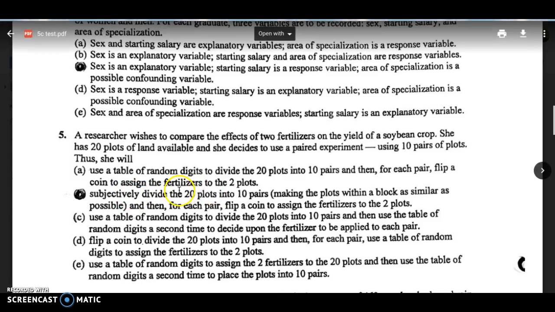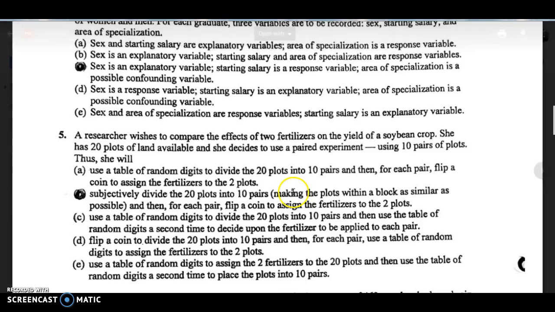And then, so you want to make the plots as similar as possible. That's what a paired experiment is, a way of blocking. And then within each of those pairs, they need a 50-50 chance of being given one treatment or the other treatment. So one way you can do a 50-50 chance is by flipping a coin.